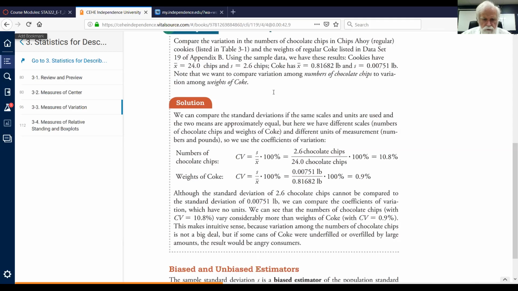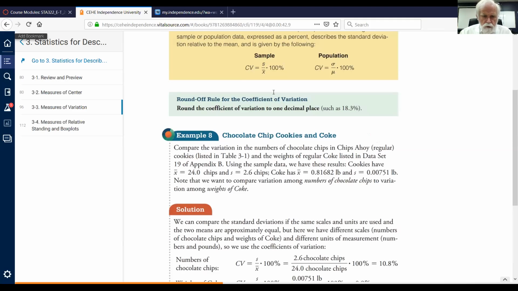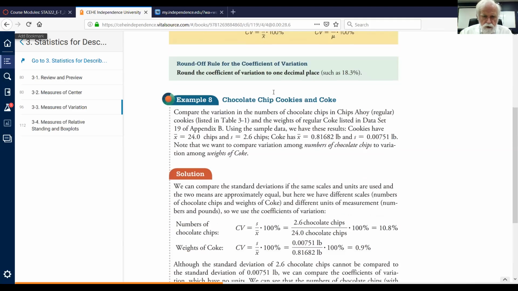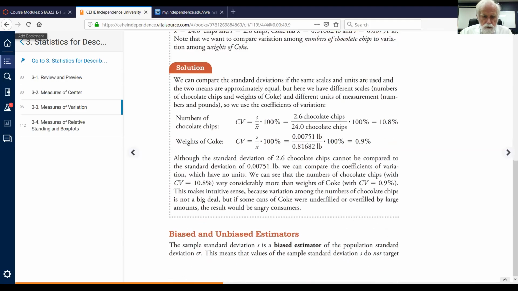We do this with the coefficient of variation, dividing the standard deviation by the mean. For the chips, the standard deviation was 2.6 divided by 24, or 10.8%. That's the coefficient of variation. Coke is much more compact: a standard deviation of 0.00751 divided by X bar, the mean weight in pounds, gives us 0.9%.